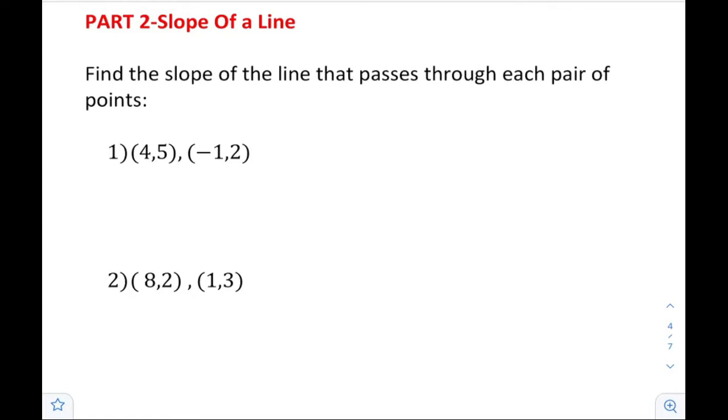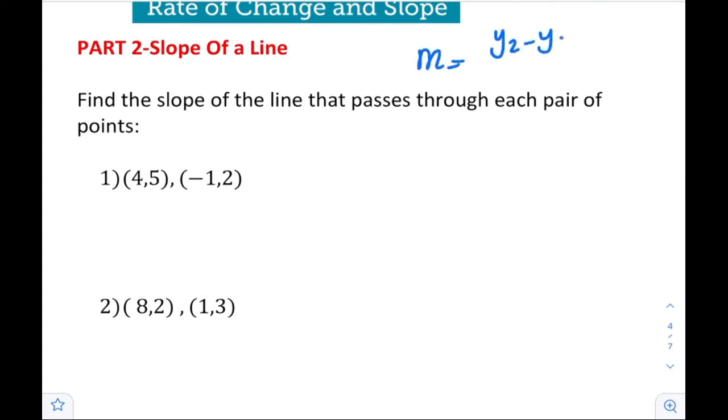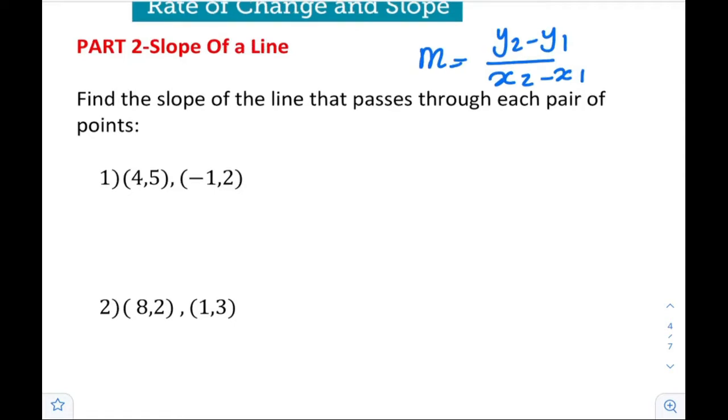We can use this formula. M equals y2 minus y1 over x2 minus x1. What is x1? What is y1? What's x2, y2? Each point will have x coordinate and y coordinate.